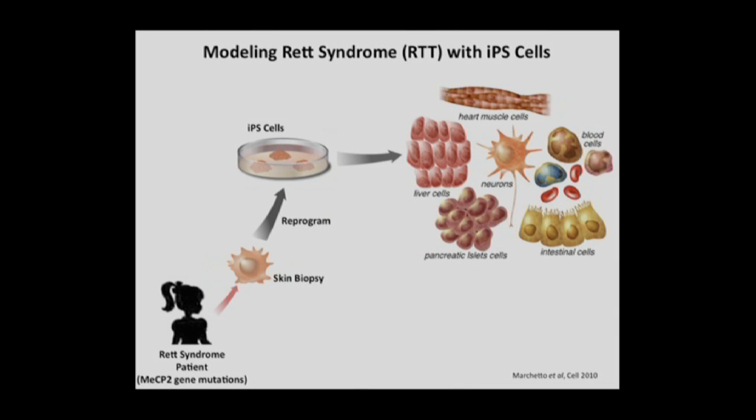So we repeat the same protocol. We start with Rett syndrome patients. They all carry different mutations in the MECP2 gene. We use a skin biopsy to reprogram skin cells into this pluripotent state, and then we induce the cells to form neuronal networks in a dish.